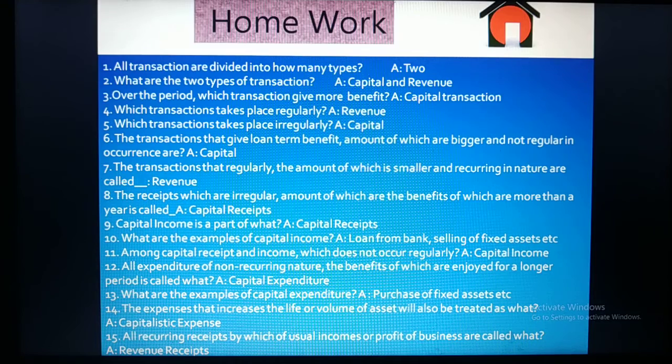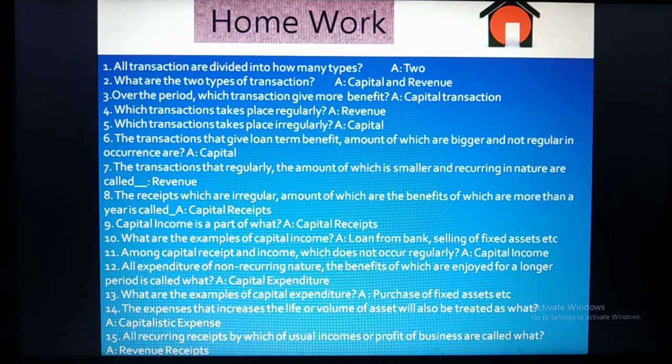Then we have learned revenue income and revenue expense. Revenue income means the regular income, like sales of goods. The income occurs in the business regularly and is benefited short term. Dear student, revenue expense means the payment which gives you short-term benefit. That is revenue expense, and this type of expense occurs daily. That's why it is called revenue expense.